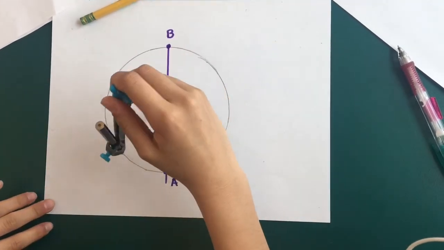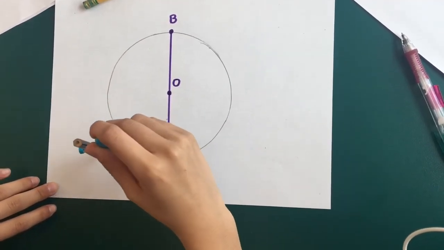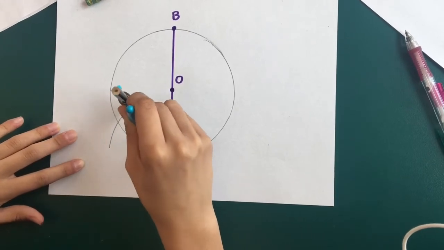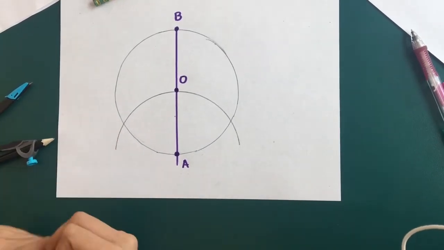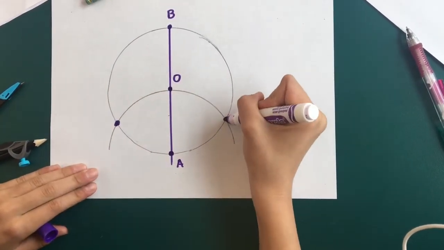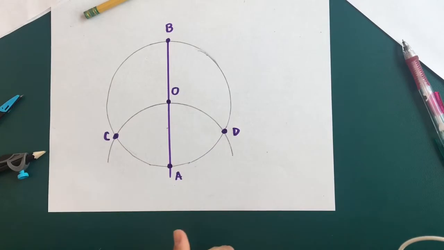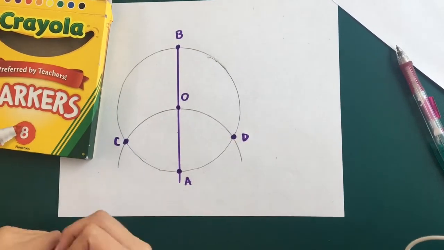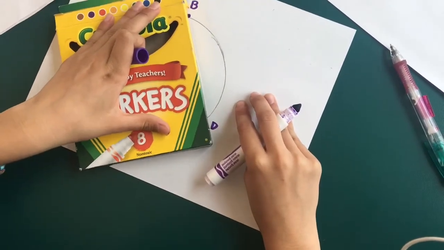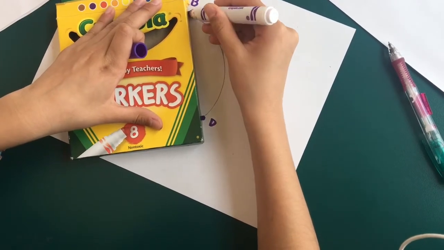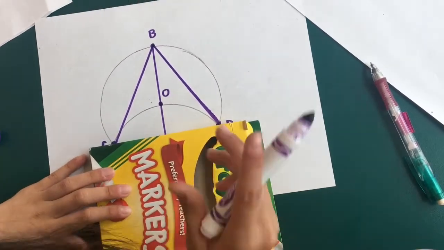So now grab your compass and measure the radius of the circle, and then with that, put the sharp part of your compass at point A and create an arc that will touch both sides of the circle. Then mark the points of intersection, and in this case I use C and D. Now taking your straight edge again, draw a line from points B to C, then from B to D, and then from C to D, and this will create your equilateral triangle.